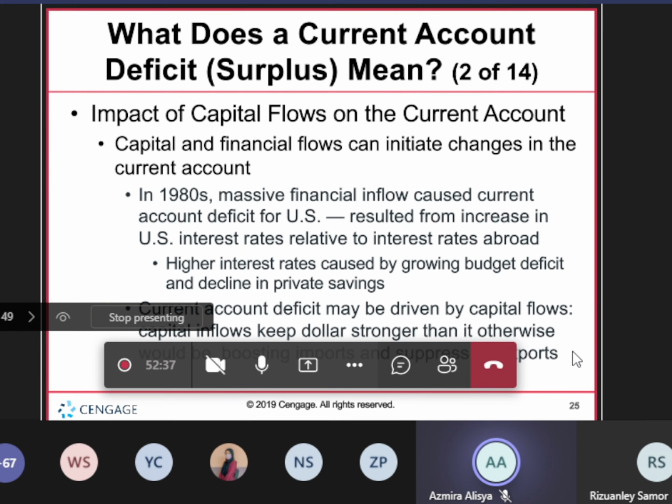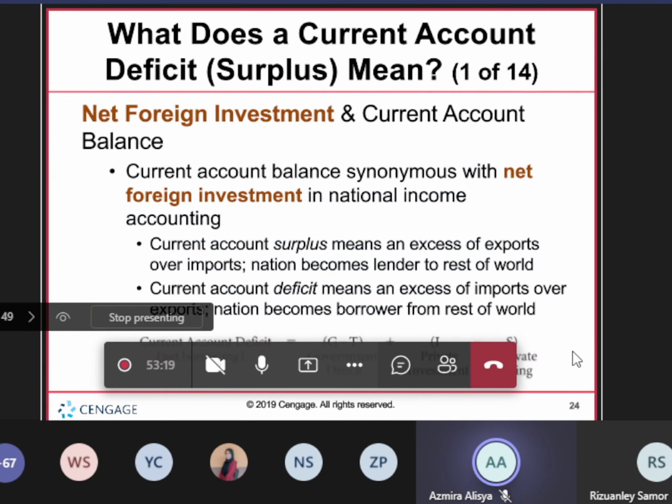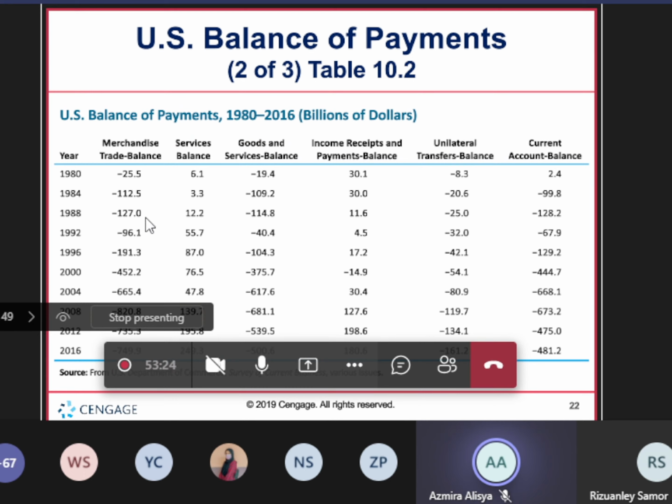By the work of interest rate. So, in the 1980s, a massive financial inflow into the United States caused a current account deficit for the United States. A lot of financial inflows coming will create a current account deficit. Why? You import more. You have a lot of money, you import more. Remember, for the current account, which one is the most important factor? Trade in goods, or services also. The more money you have, you go on holiday overseas, or you import lots of goods because you have a lot of money.